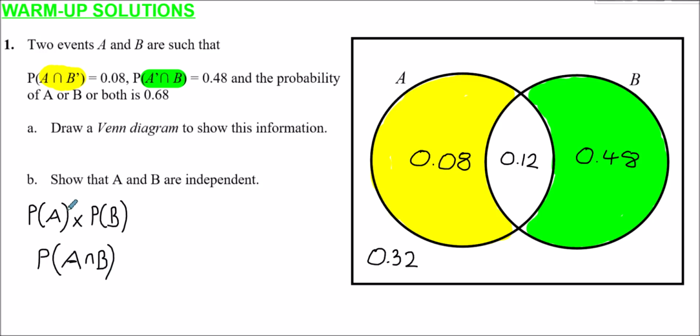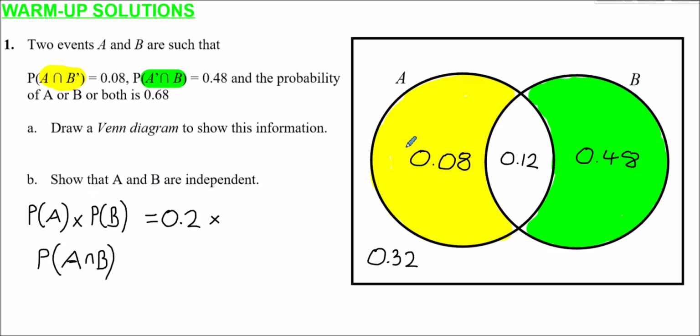Okay, so let's work these out separately, and they should equal each other. So the probability of A is essentially the chance that the event lies within this circle here for A. And so within the circle of A, we've got 0.08 and also 0.12. So add these two together, we get 0.2.